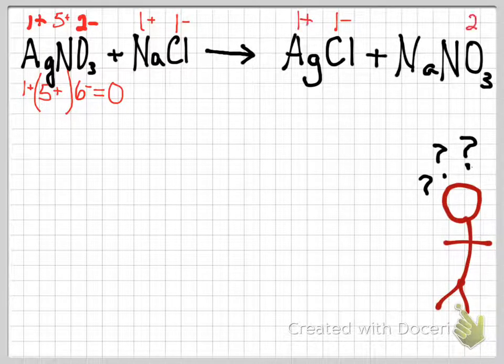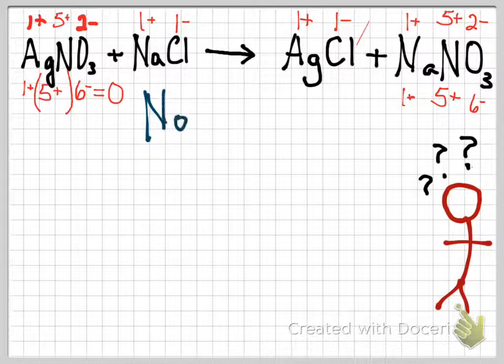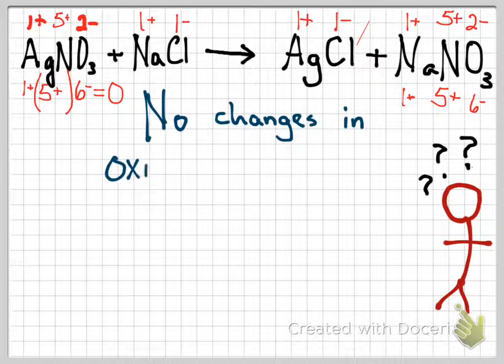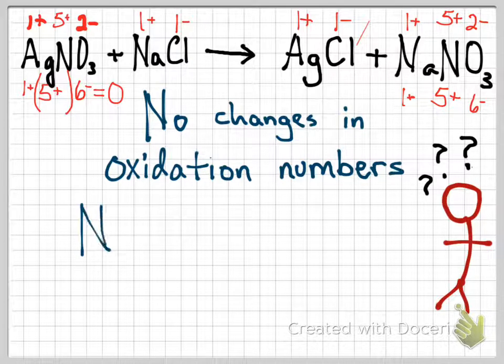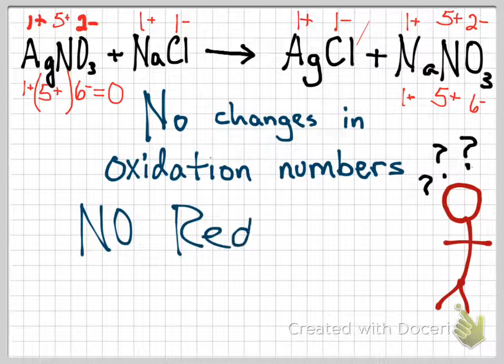Writing in the rest of these, because we know the charges of the ions or we calculate them in some other way, we see that there are no oxidation numbers that change from the reactants to the products. If there is no change in the oxidation number, it is not a reduction-oxidation reaction.